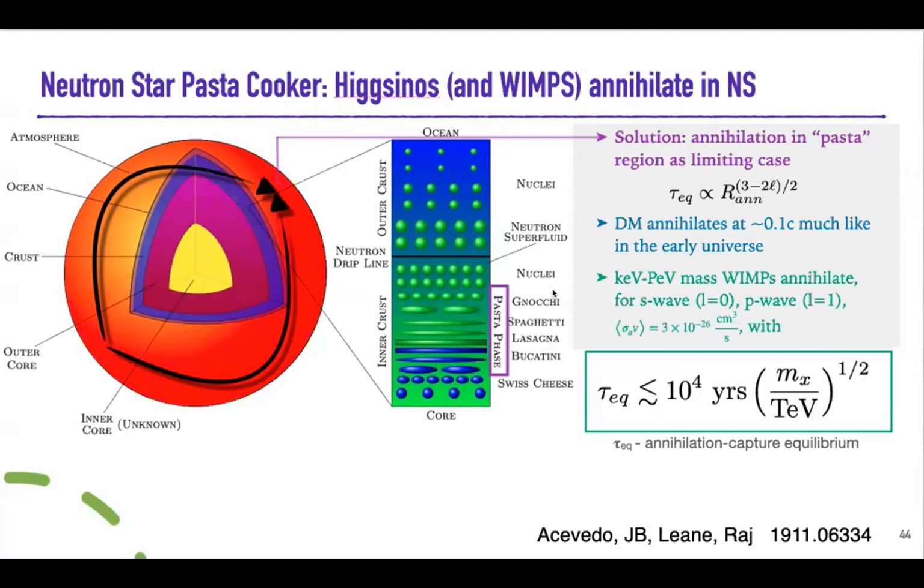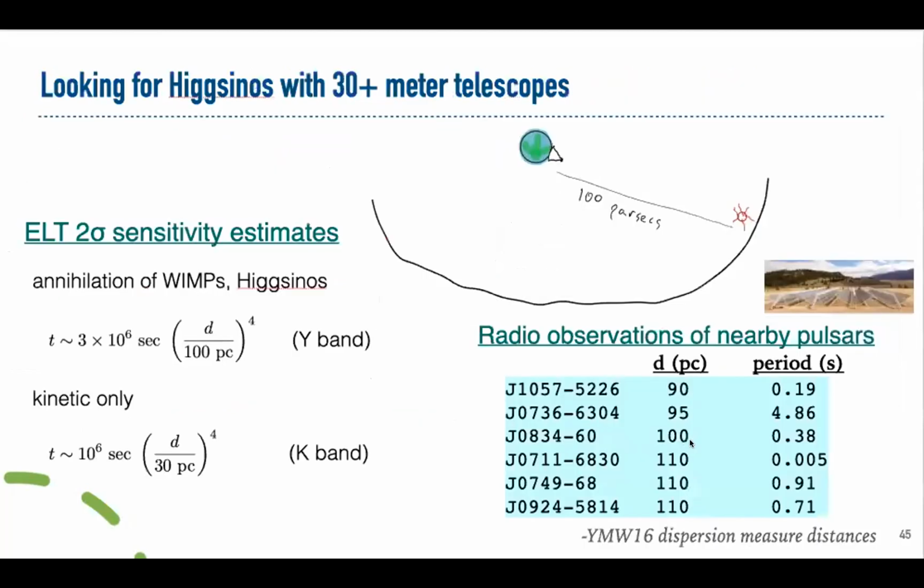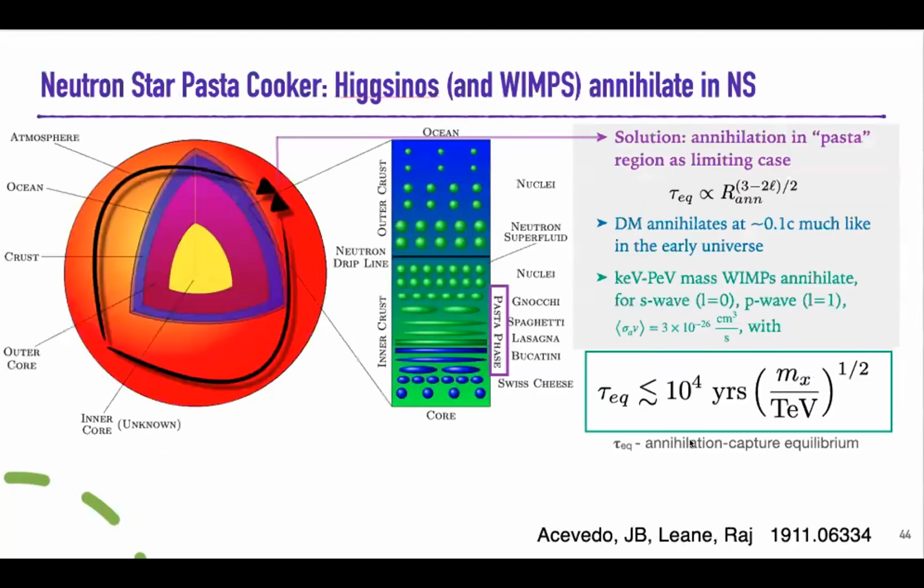So in that region, you should expect that dark matter annihilates much as it does in the early universe. And what we showed was that you'll get annihilation that actually increases as this thing shrinks down further. And so you can use annihilation in the pasta region as a limiting case. And when you put that all together, what you find is that you get an equilibration time for your dark matter, and for your Higgsino dark matter even, that's less than 10,000 years, which is well short enough to basically guarantee that the Higgsinos annihilate inside the neutron star, and they heat it up to a temperature of 2,500 Kelvin.